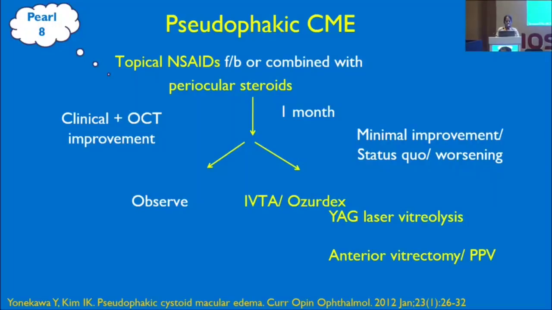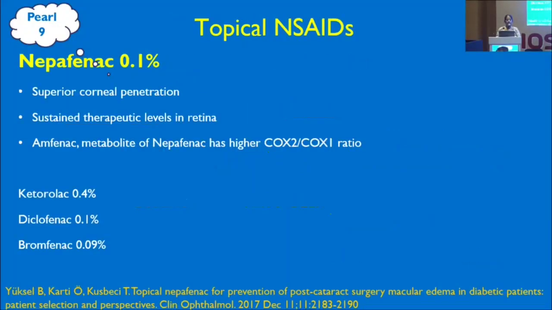If the patient improves, well and good. If the patient does not improve, there is no sign of improvement, then you have to shift to intravitreal steroids. If there is sign of improvement but it has not completely resolved, you can repeat periocular steroids. In rare cases, when it is not responding to any form of steroids, then we can go ahead with YAG laser vitreolysis if it's a case of complicated cataract surgery, or along with that anterior vitrectomy or pars plana vitrectomy. Now, amongst the topical NSAIDs, the most preferable one is Nepafenac.